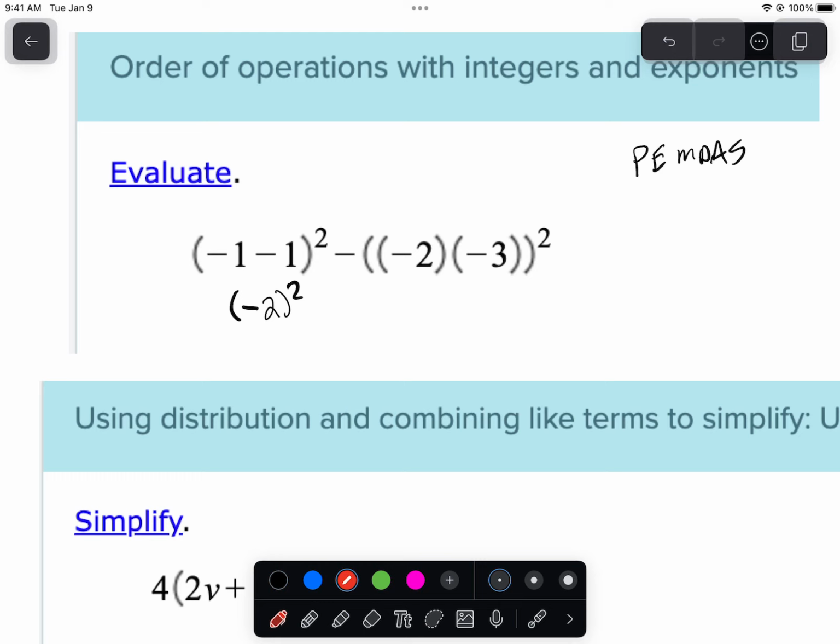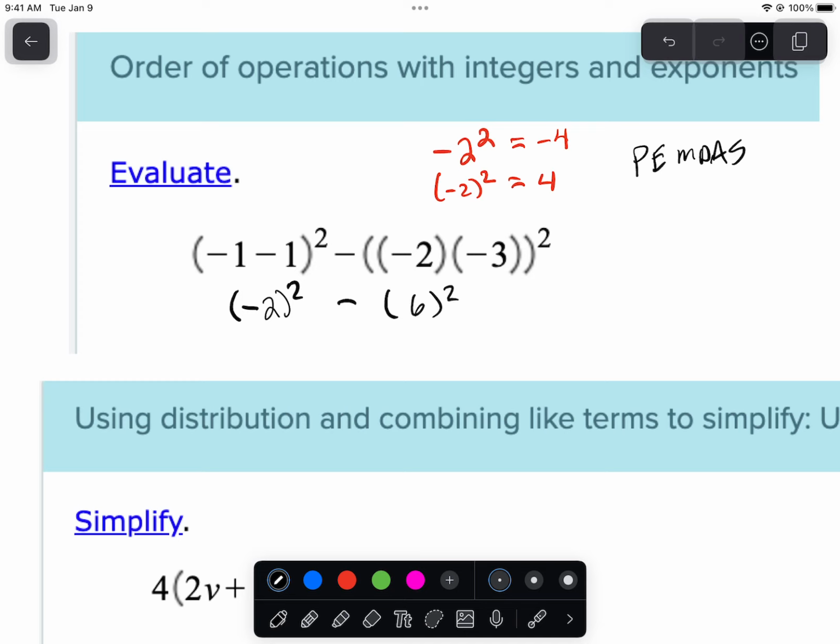Note that -2 squared with the negative on the outside of the parenthesis and (-2) squared with it on the inside of the parenthesis are two very distinctly different things. This top one is the opposite of 2 squared. The bottom one is the quantity of -2 squared. So you'll see that you'll get different things. So be careful and be mindful of whether the parentheses include that thing or not. That's very important. Here we have a negative times a negative. So two negatives are going to make a positive. And so that's going to be a positive 6.